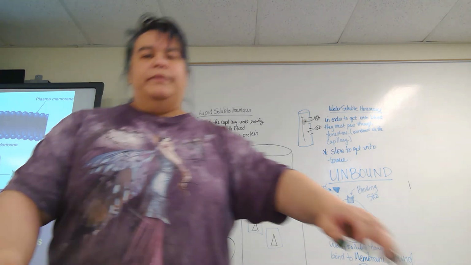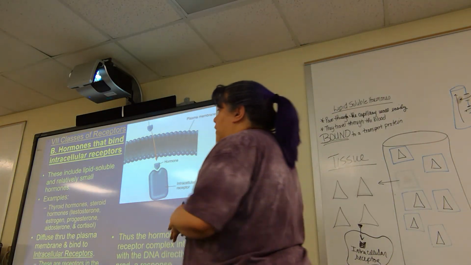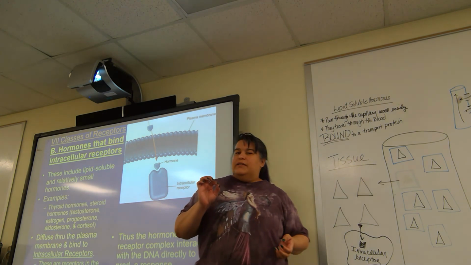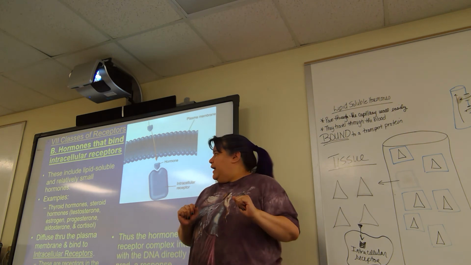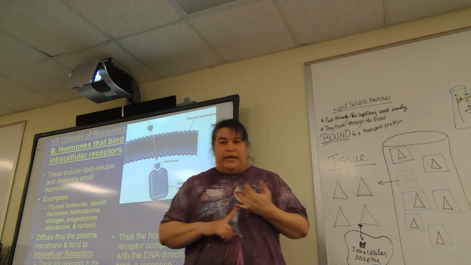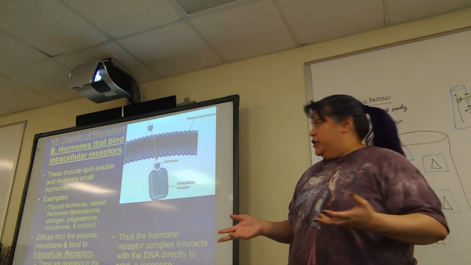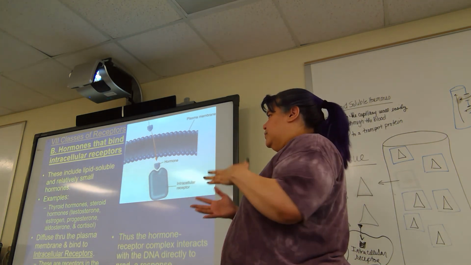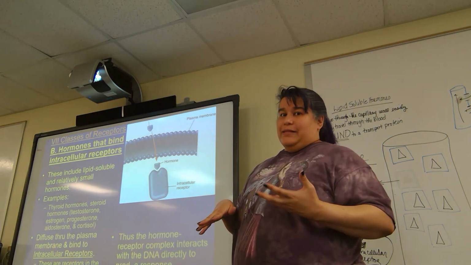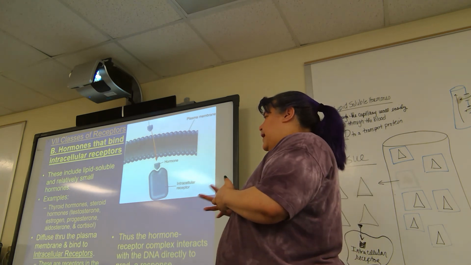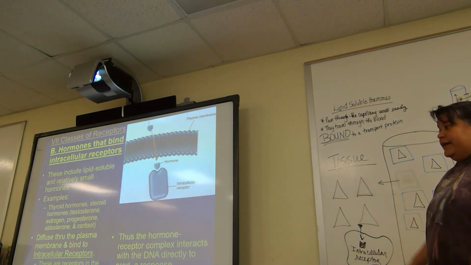Okay? I'm going to flip this way again. So these include lipid-soluble and relatively small hormones. If you're small enough to sneak by and nobody sees you, okay? So thyroid hormones are examples of this. Steroid hormones, the testosterone, the estrogen, the progesterone, aldosterone, cortisol. They diffuse through the plasma membrane. They go inside the cell through the plasma membrane. And the intracellular receptor, this little dude right here, is waiting for them.